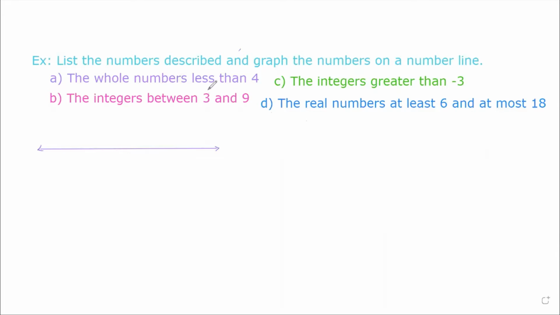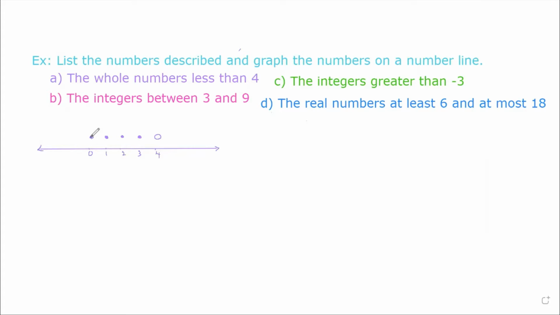So, whole numbers less than 4. Everyone still remember whole numbers? Whole numbers start from 0, right? 0, 1, 2, 3, 4, and so on to positive infinity. Maybe I can start 0 right here. 1, 2, 3, 4. Whole numbers less than 4. So 4 isn't included, so we use an open dot, and this one a closed dot. The whole numbers will end with 0.